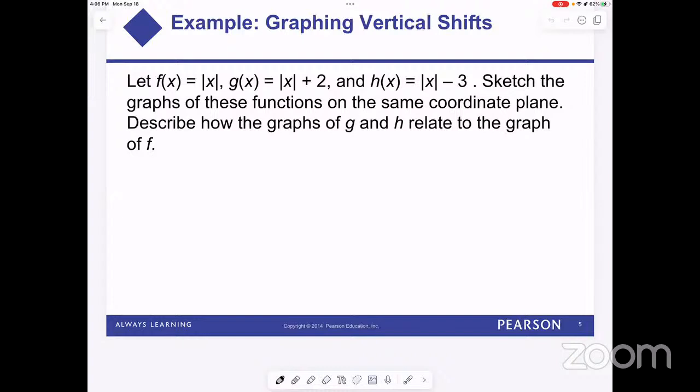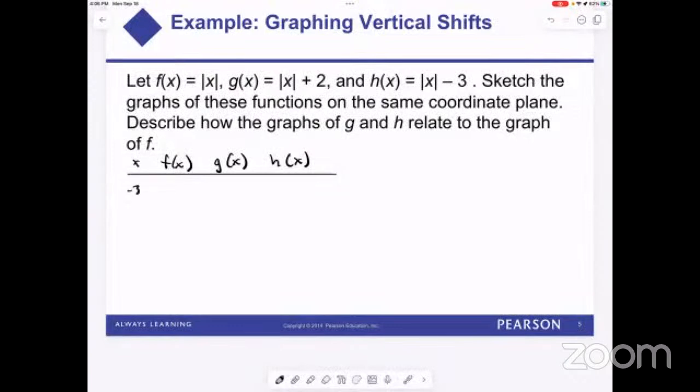So let's start with, let me see, I'm going to make my table. So we're going to have our x, we're going to have our f of x, our g of x, and our h of x. We're going to let x be -3, -2, -1, 0, 1, 2, and 3.